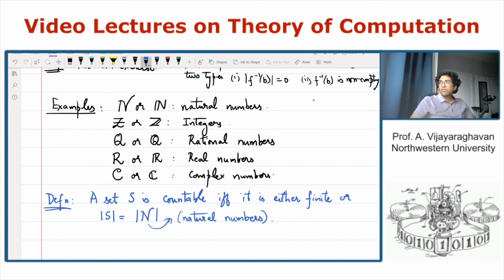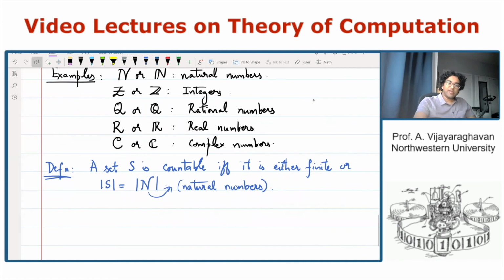Okay, so for given infinite sets, we would often be interested in whether the set is countable or not. If it's a finite set, it's certainly countable. But there could be infinite sets that are also countable, and you really need to check whether its cardinality is the same as it is for natural numbers.